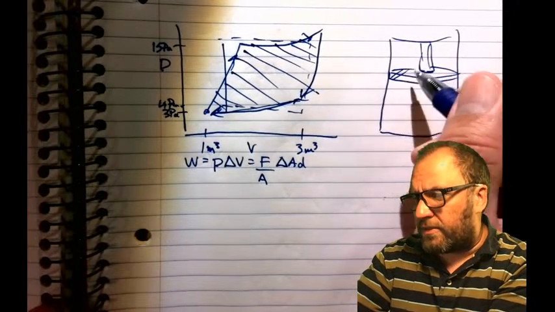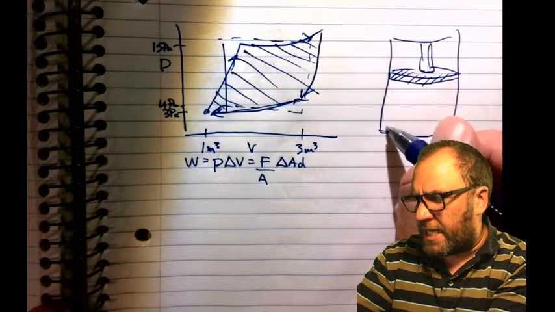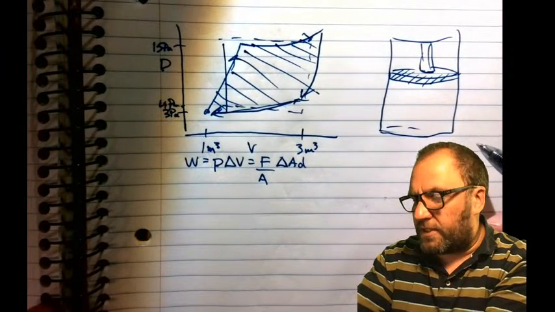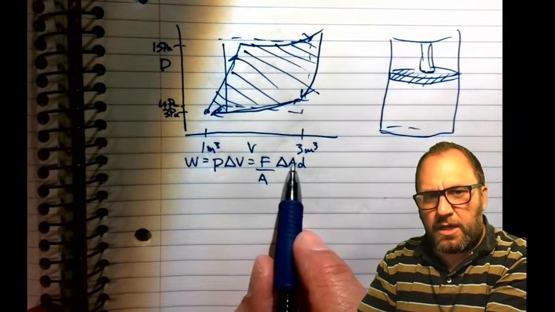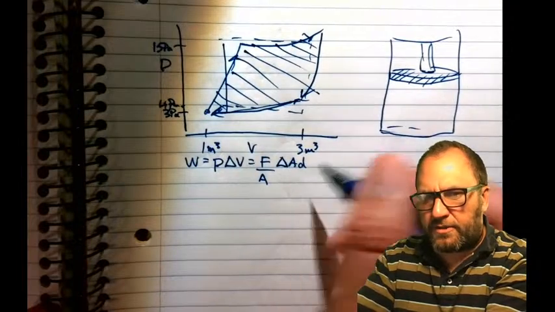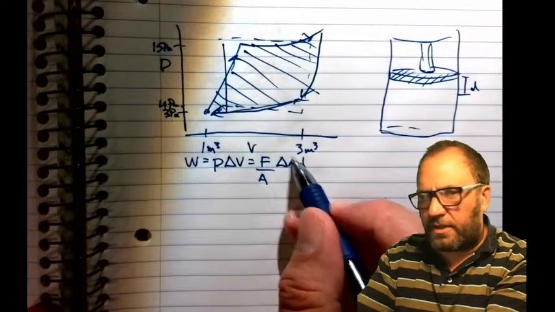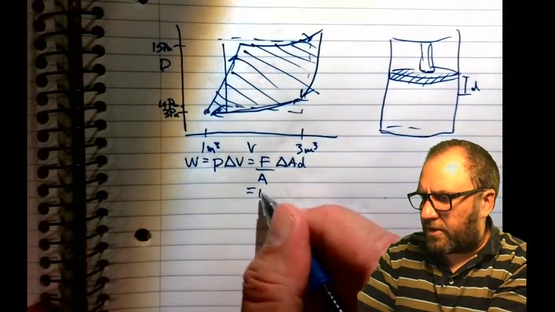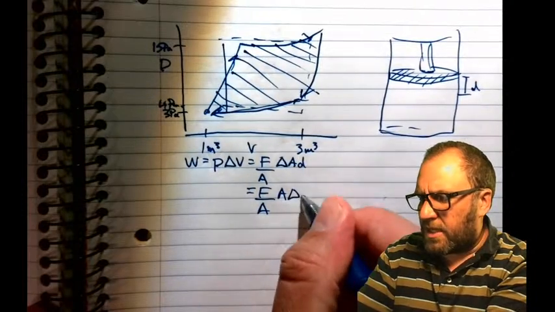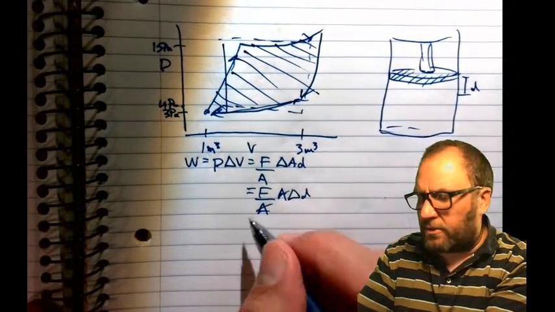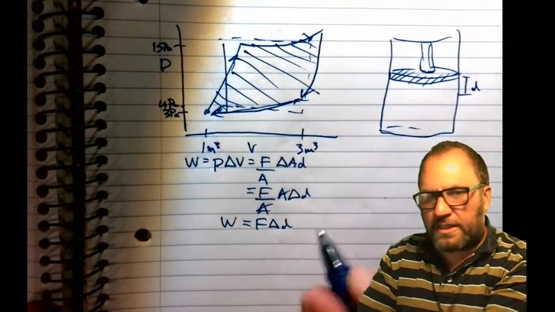The area here is going to be the surface area of the head of my piston. So if this is changing, that's my area. Well, look right here, the area cancels out. Area is not changing in this, only the distance d. So if d changes, area is constant. I can bring that on the other side of the delta. So now I'll get F divided by A times A, times delta d. My areas cancel, so now I have W equals force times the change in distance.